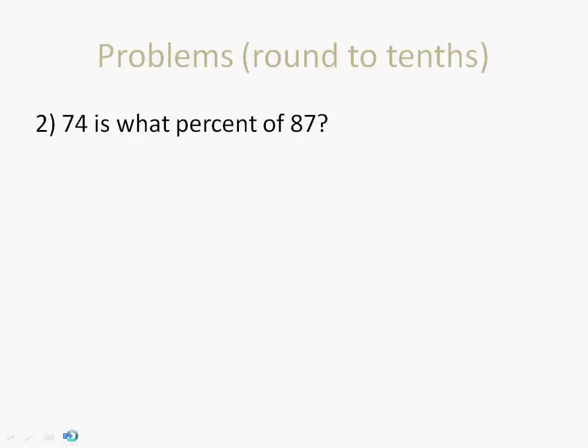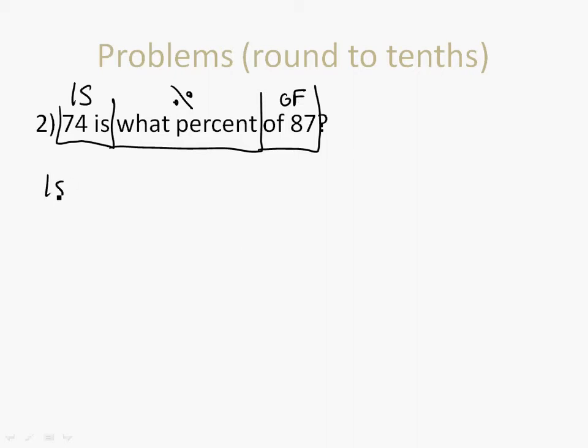So here's our second one. 74 is what percent of 87? Same thing, we want to break our sentence into three parts so we can determine the is, the of, and the percent. So 74 is going to be the is. There's the percent. And 87 is going to be the of. So again, is over of equals percent over 100.